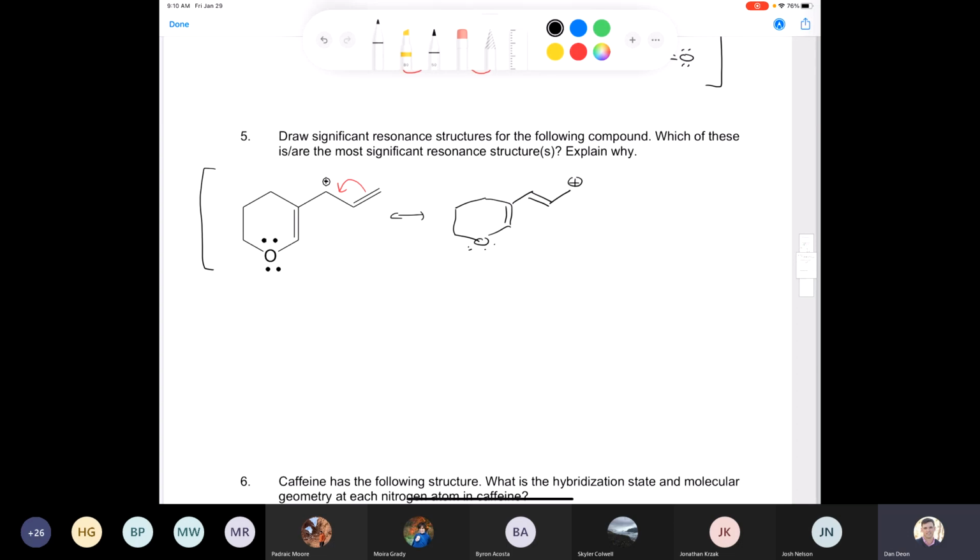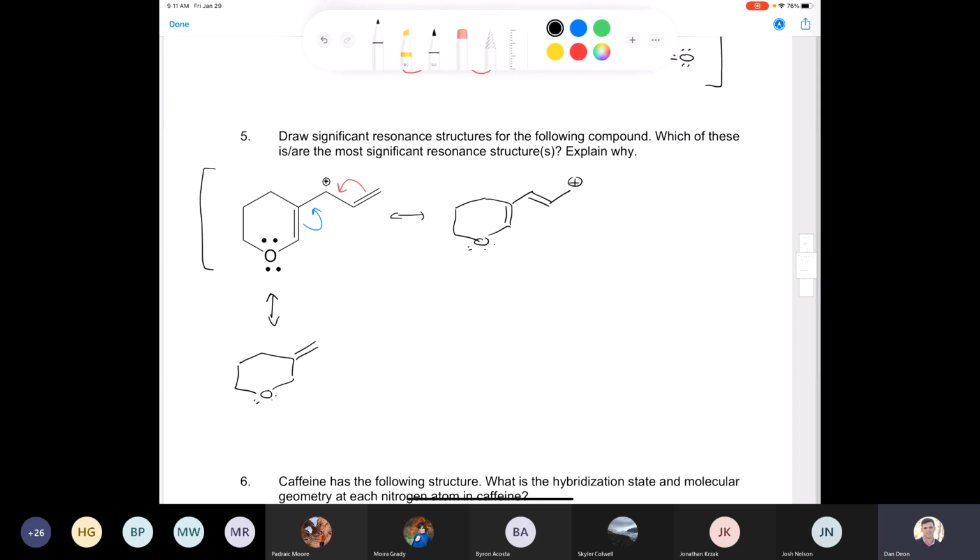Another resonance contributor that we could draw, we could move these pairs of electrons back like this. And if you're wondering, hey, Mr. Dion, couldn't you have just done this from the get-go with a different curved arrow? The answer is yes. So I'll do it that way for you. I'm going to post the solutions to Canvas for you to look at, and you'll see that I did it a little bit differently in there.